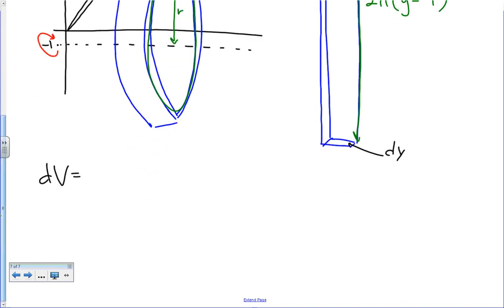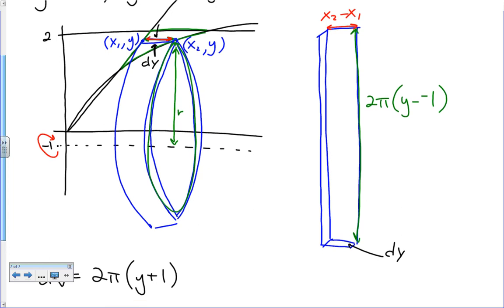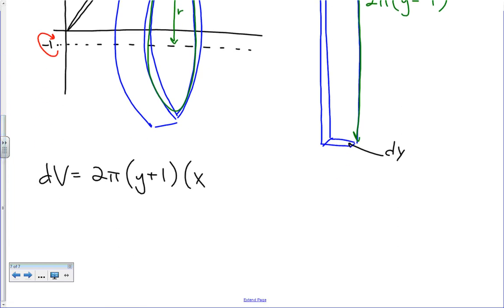So the length of it is 2 pi times, I'm going to write it as y plus 1, y minus a negative 1, times the width, which is the x2 minus x1, times the thickness, which is dy. So there's our equation of this volume of this one slice, this one shell. And now I want to get this in terms of one variable over on the right side. The fact that I have a dy tells me I want to get this in terms of y. So we'll keep the y plus 1 in there.